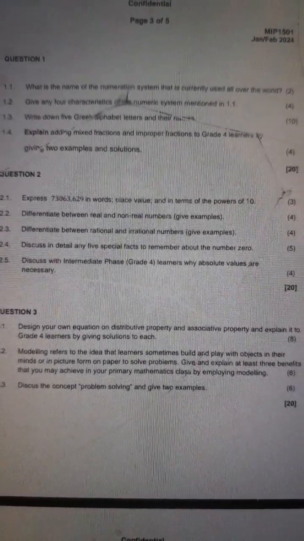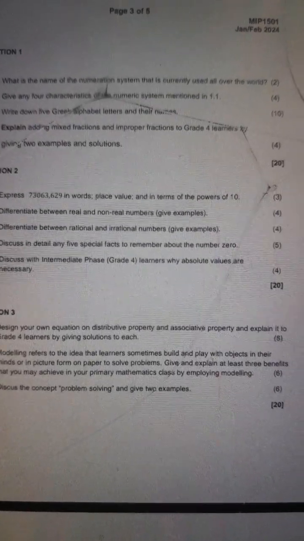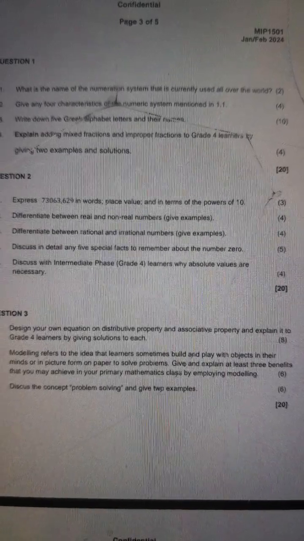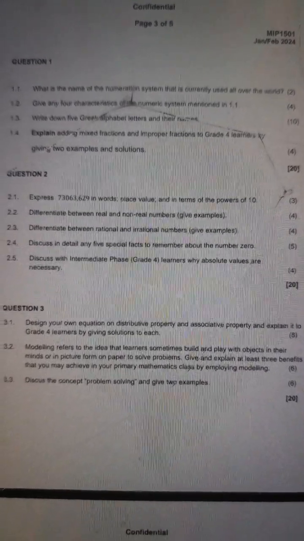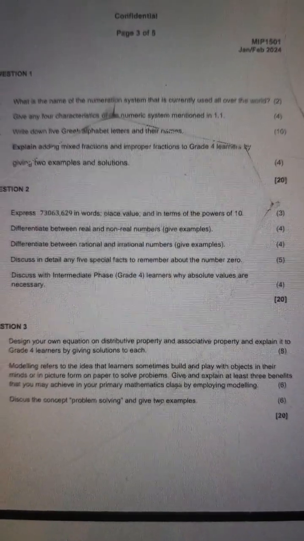For 3.2, they said, modeling refers to the idea that learners build and play with objects in their minds or in picture form to solve problems. Give and explain at least three benefits that you may achieve in your primary mathematics class by employing modeling.